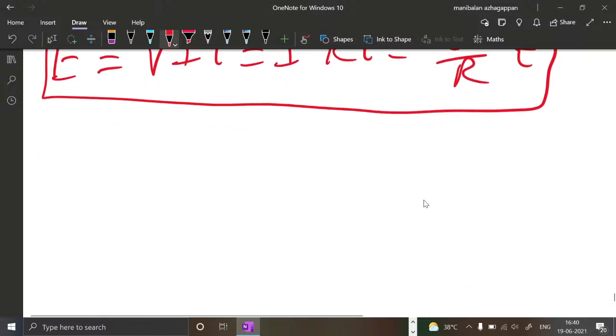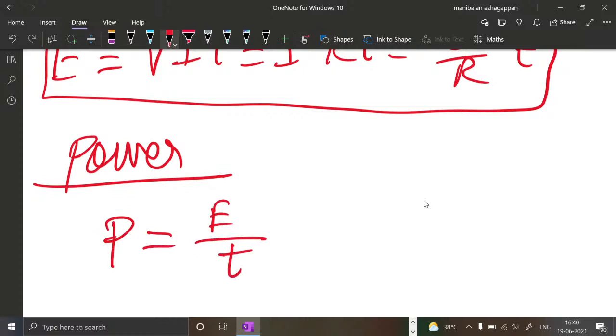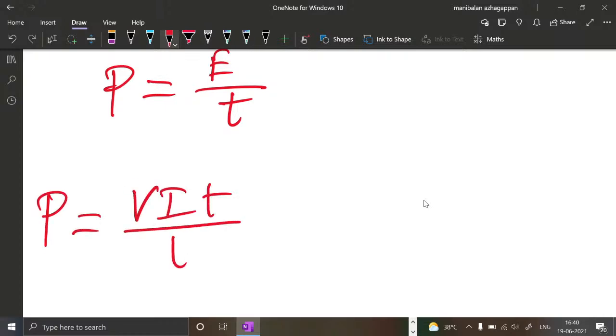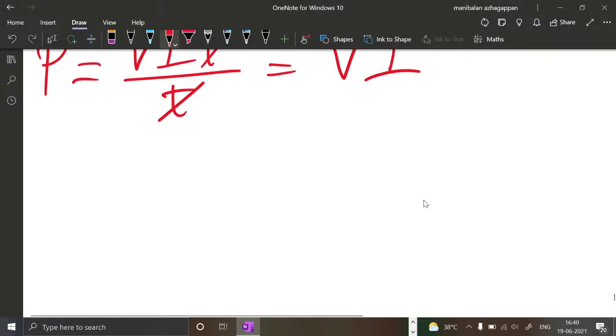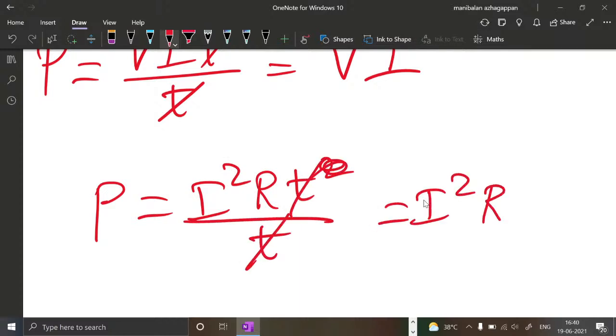Next, the power formula I am going to learn. What is the power formula? Power is very simple. Power is energy by time. So all the formulas you should divide by time. So power is equal to VIT divided by T. First equation, energy by time is power, VI. Second formula, power is equal to I square RT divided by T. T gets cancelled. The power is equal to I square R.